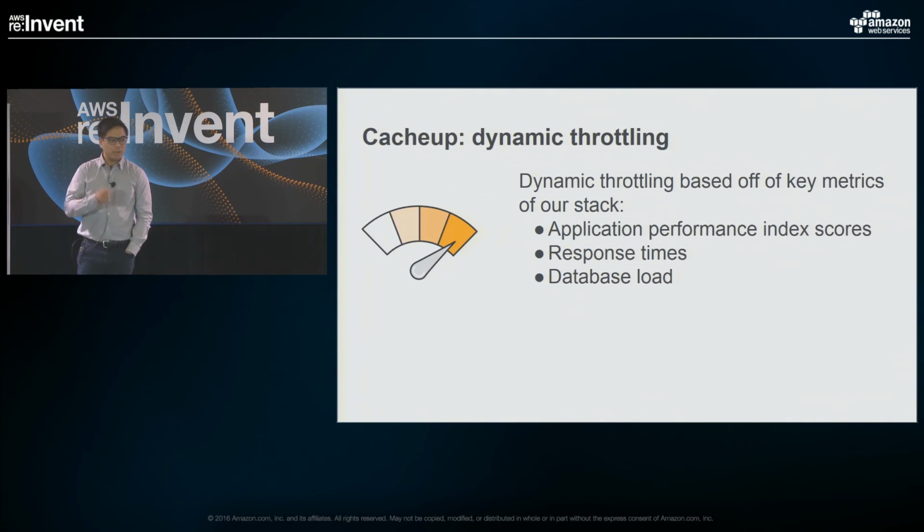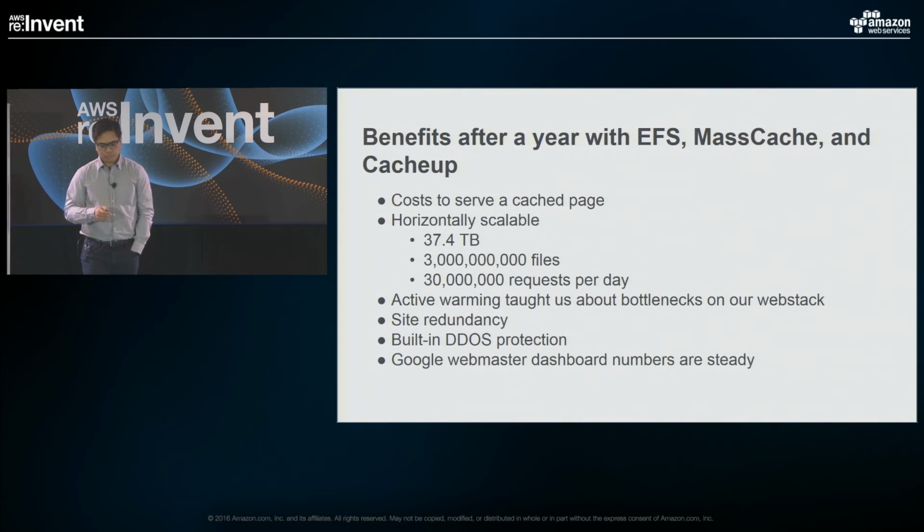One lesson we learned by going through this process was if you're throwing 250,000 requests at your own web stack, you're basically DDoSing your own web stack. And so we learned the important lesson of dynamic throttling. Our dynamic throttling was based off of key metrics in our web stack, whether that be Apdex performance scores, response times coming out of certain services, or database load times. So that's a very important lesson to learn.